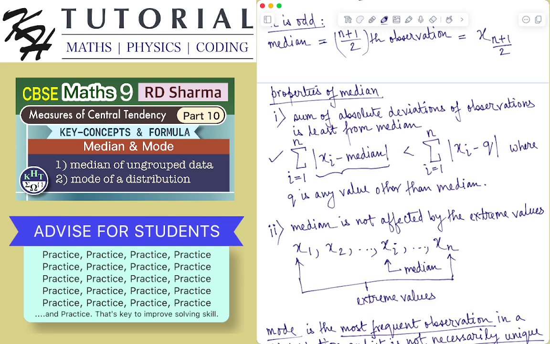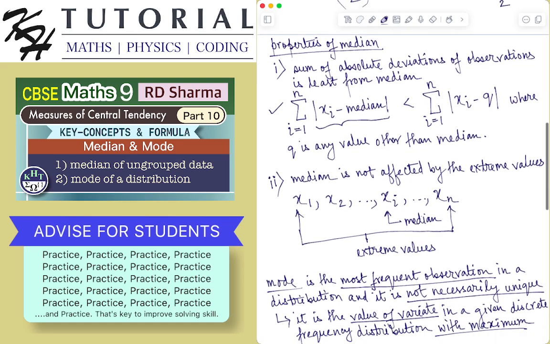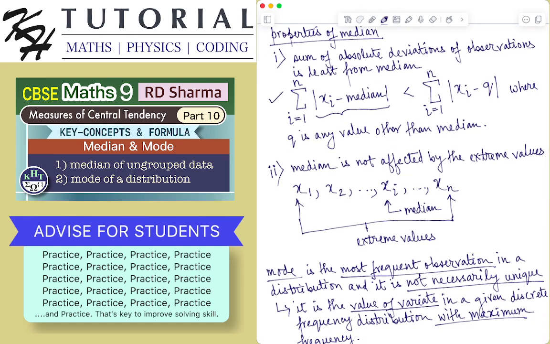This is one important property. Another important property is that once you have sorted the observations, and let's say the sorted observations are x1, x2, up to xn, and let's say the median is xi, for some position. Let's say xi is the middlemost element. It will depend: if n is even, then xi is not a part of the observation, it will be created, and if n is odd, then obviously it will be the (n plus 1) by 2th observation.